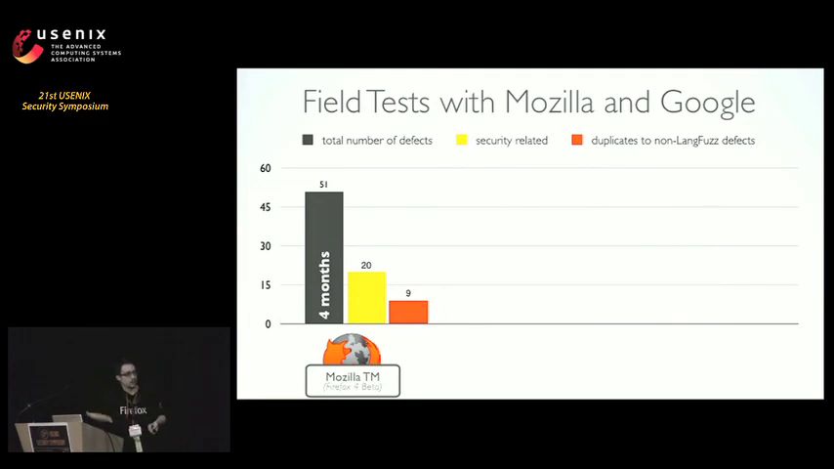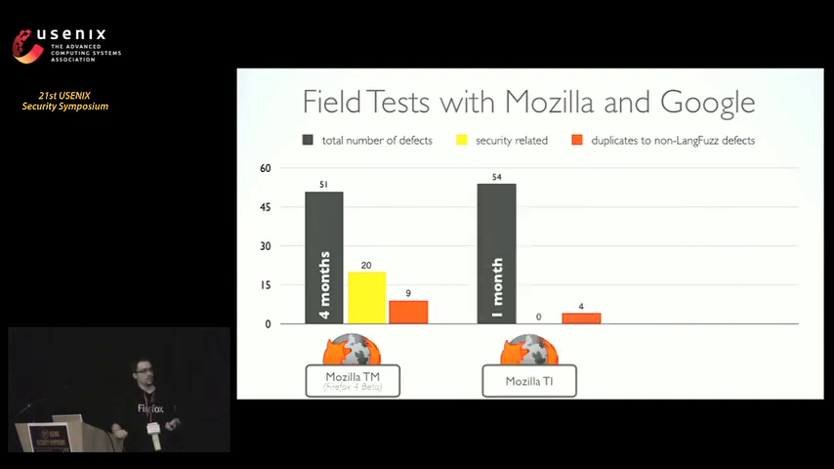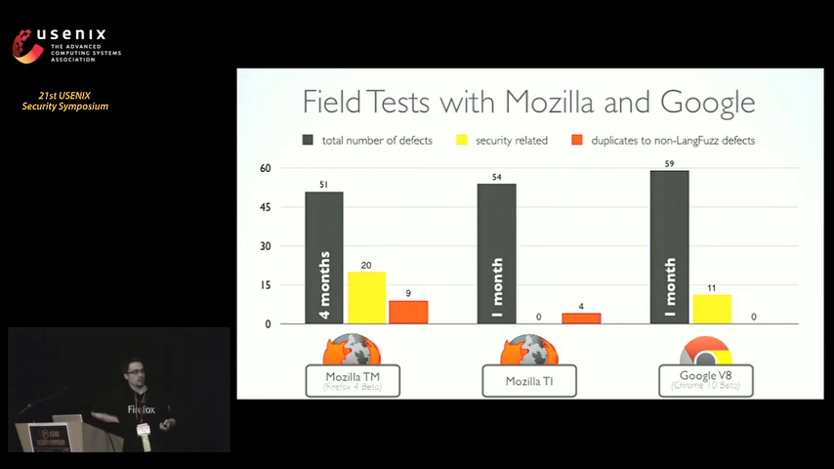And the classification for security related here was made by the developers. So we reported every single bug in Bugzilla to the developers. We asked the security team and the developers to make a security rating, and that's how we come up with the 20 security related bugs here. On Mozilla Type Inference, we have 54 bugs in 1 month and 4 duplicates to non-LangFuzz defects. And on Google V8, we have 59 bugs in 1 month and 11 security related defects, and we have no duplicate information there. Now you will ask yourself, why has Mozilla Type Inference no security problems here?